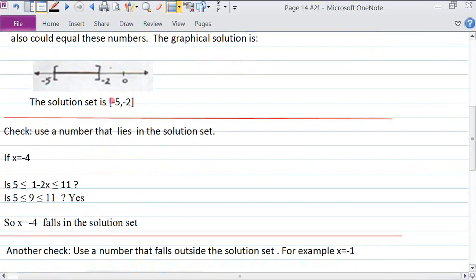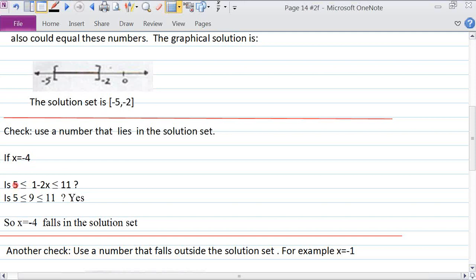Here again is the solution set. The lowest number, minus 5, is represented right here, and this right here represents minus 2. Now, you can see that the number minus 4 would lie within the solution set, according to what we've shown. So let's check it out.